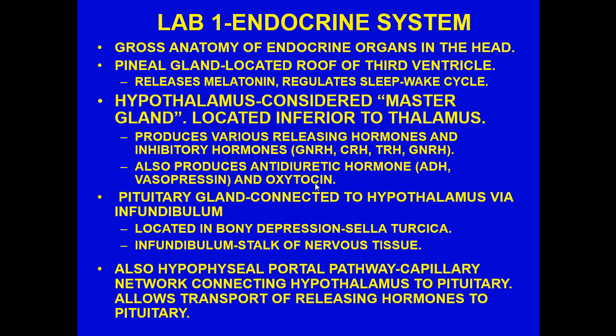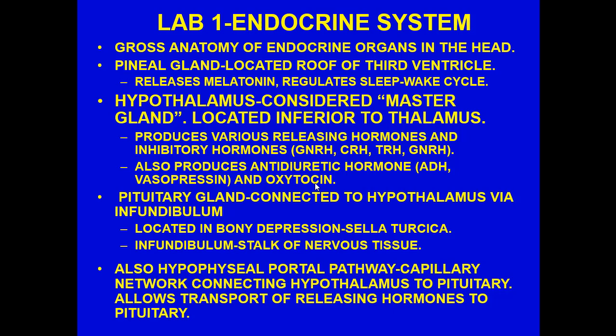Why I say the term master gland is that for many years, it was thought that the pituitary gland, with its variety of stimulating hormones, was considered the master gland, but then it was found out that the hypothalamus really controls the secretion of a variety of the hormones released by the pituitary gland. Now, the hypothalamus produces various releasing hormones and inhibitory hormones, such as GnRH, CRH, TRH, and GHRH. They also have several nuclei there that produce antidiuretic hormone, otherwise known as ADH or vasopressin, and oxytocin.